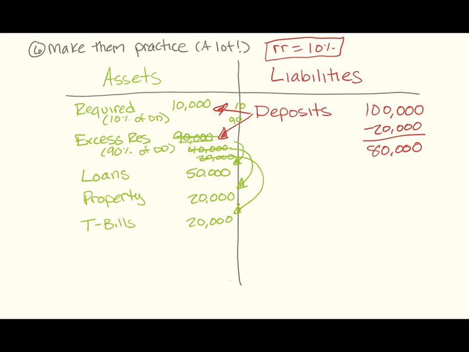Hopefully the students know that some percentage of that $20,000 is going to come out of required reserves, in this case 10%, and some percentage of that money is going to need to come out of excess reserves, in this case 90%. So 10% of $20,000 is going to be $2,000. So we know that their required reserves now are going to change. So now our reserve requirement is only $8,000, since $2,000 of required reserves is going to go toward that $20,000 withdrawal. But now we need to get the additional $18,000 from somewhere.